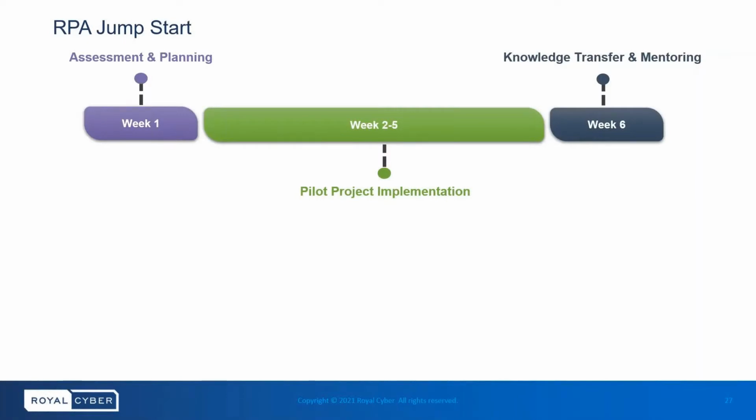These are the three phases of such a jump start. We can show the potential of RPA and Royal Cyber as well, to help the customer see internally what they may need to have in their organization to create their own center of excellence for RPA or drive an RPA program within their organization.